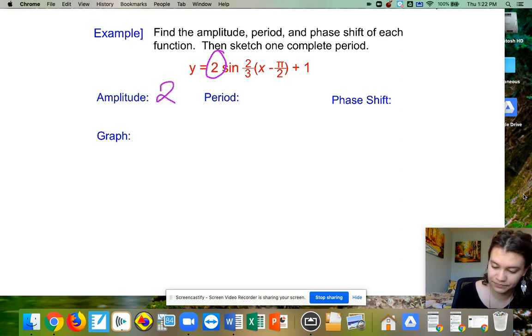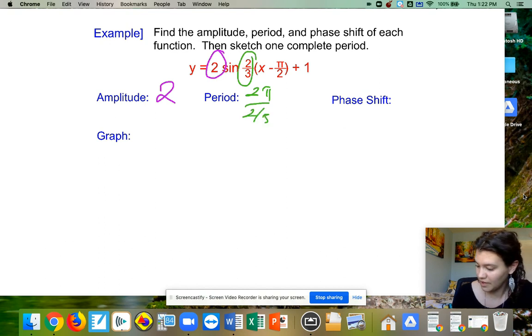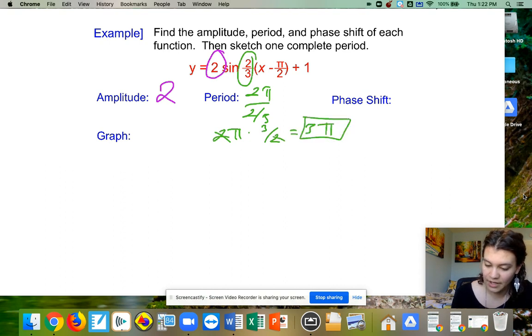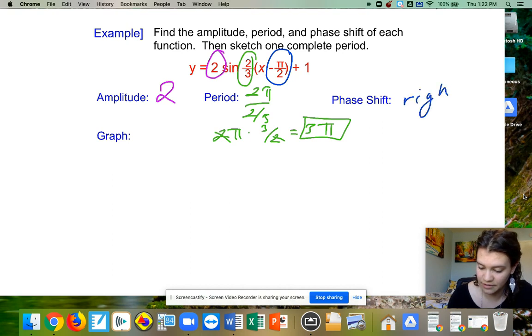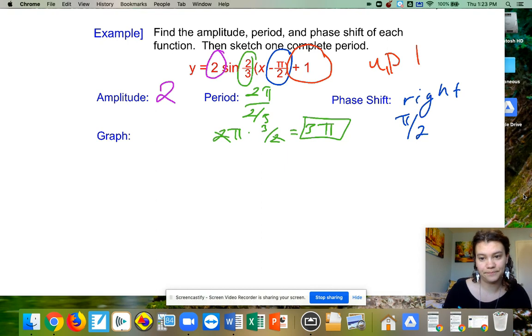And then the period is from the 2/3. So take 2 pi divided by 2/3, which then is going to be the same as multiplying by 3/2. So you get 2 pi times 3/2. The 2's will cancel and you'll get 3 pi as your period. And then the phase shift comes from this chunk right here. So since it's negative, you're going to go right pi/2. And then there's no place for this, but I'm just going to make a note somewhere that we have this +1. So you want to go up 1 at the end.